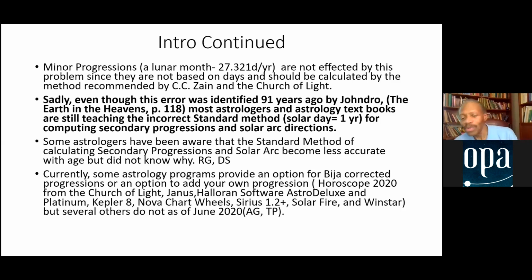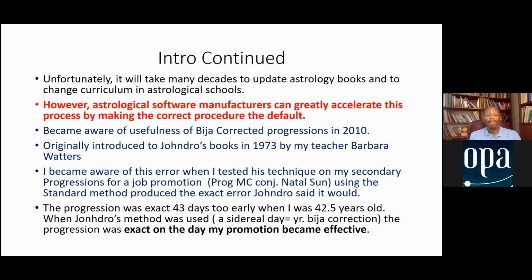And unfortunately, there are a few programs that are missing this option. So if you're using Astro Gold or Time Passages and you'd like to have the Bezier-corrected option built in, you might want to write them and ask them to add it to your program. And unfortunately, it will take many decades to update astrology books and to change curriculum in astrological schools. However, astrological software manufacturers can greatly accelerate this process by making the correct procedure the default. As you know, a lot of new astrology students get their astrology programs, and because they don't know that much about astrology or astronomy, they tend to use the default calculations. So that will greatly help, I think.